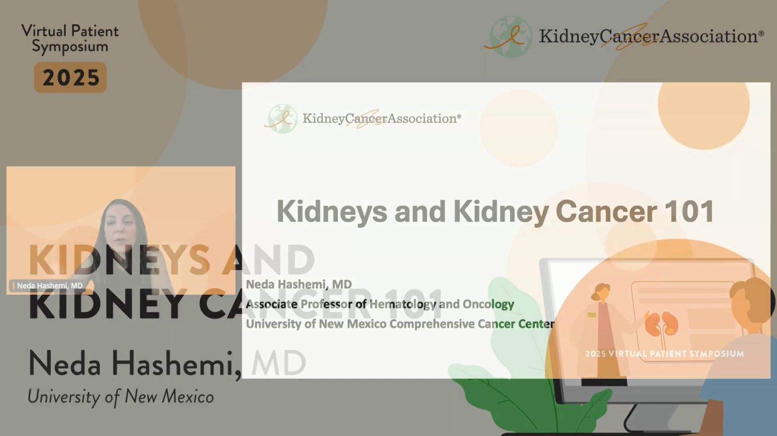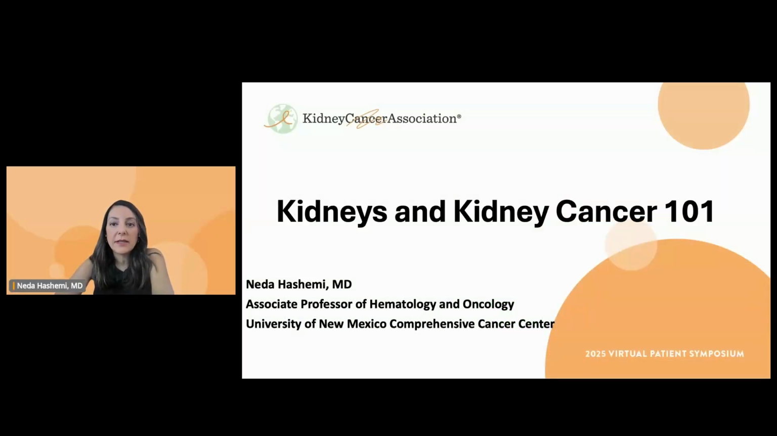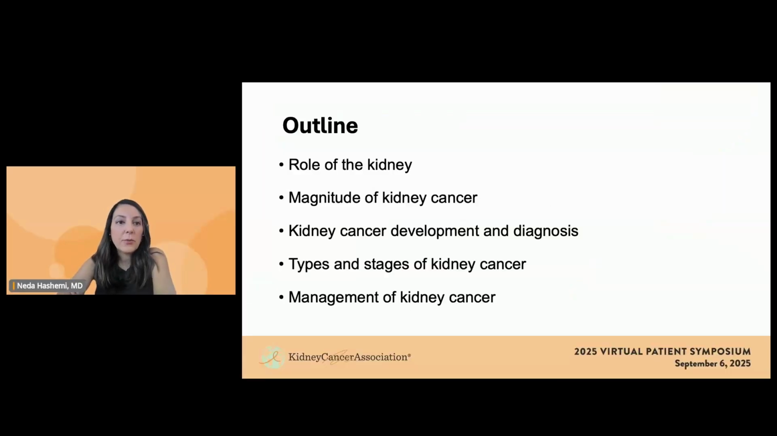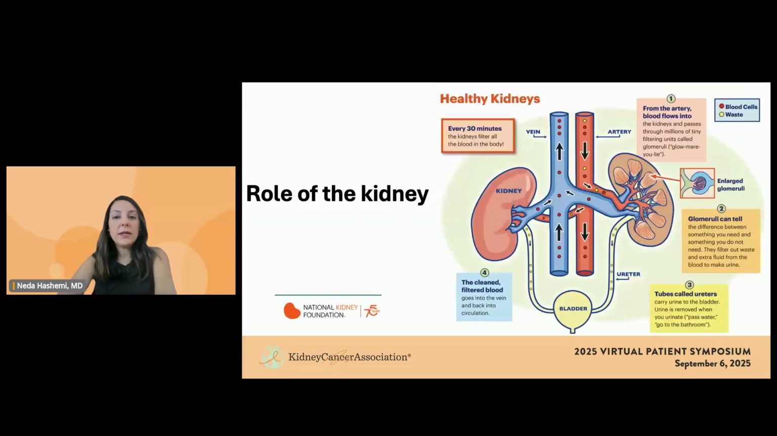I'm going to give a brief overview of kidneys and kidney cancer today. So we're going to go over the role of the kidney initially. We will talk about the magnitude of kidney cancer, how kidney cancer develops, and how we are going to diagnose it. We'll talk a little bit about types and stages of kidney cancer, and then very briefly about management of kidney cancer. So to start with, this picture shows you the role of the kidney in our body.